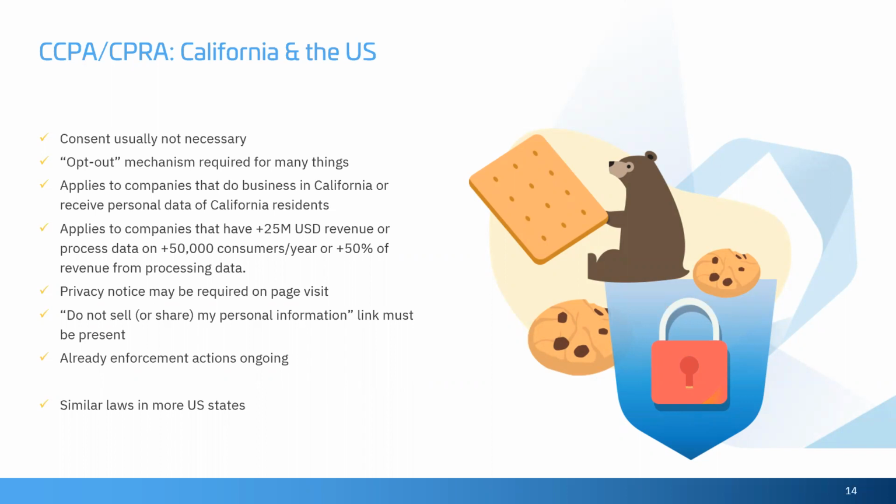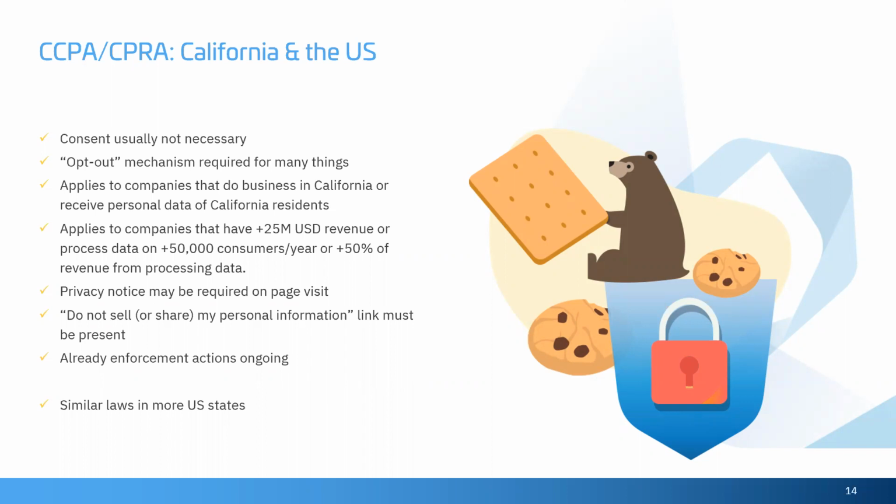Enforcement is already ongoing. The Attorney General of California published some things that they did last year. There are several cases where they specifically checked that the privacy policy is not present, that the notice is not on time, or that the do not sell link is not present. So the authorities are already checking and enforcing it, meaning you could get fined or sued.